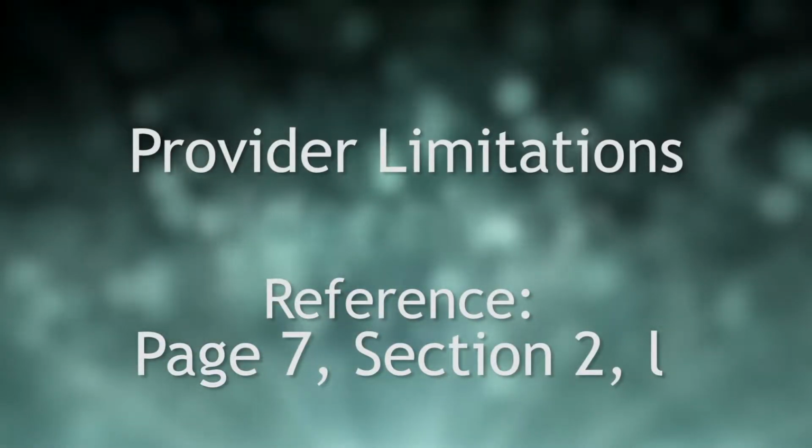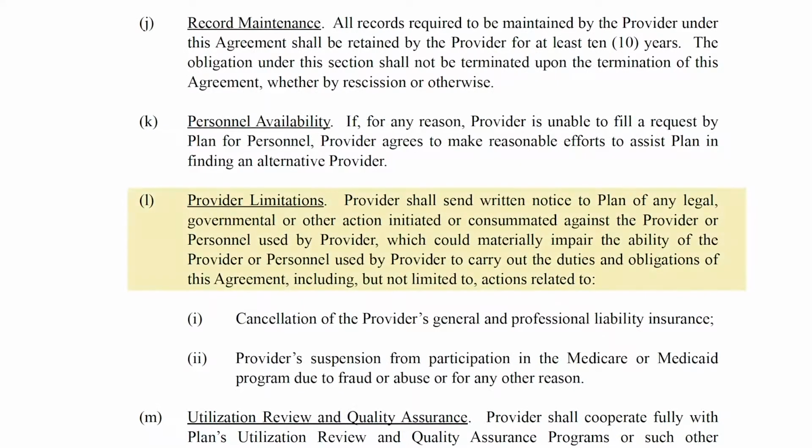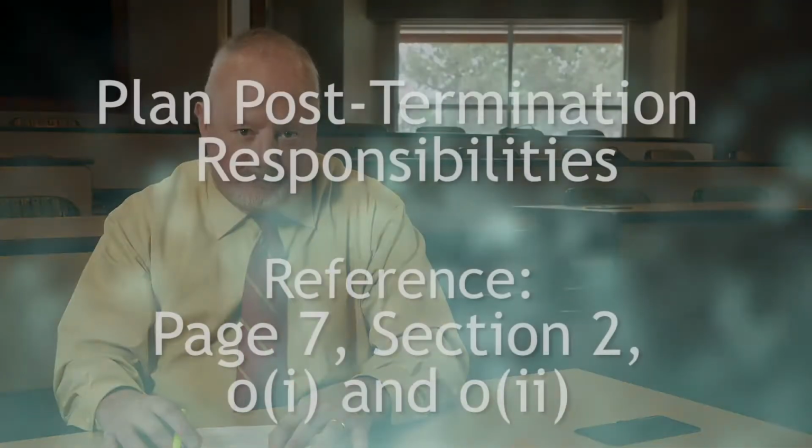On page 7, section L, there's some documentation about notices to the plan. This is important, and something like this will be in every single contract you have. This particular clause says that if one of the providers in your practice has some legal issue, you have to tell the health plan what it is. So if there's a bankruptcy, somebody gets arrested, anything like that, you have to give notice to the health plans. You're going to want to really take particular attention to these kinds of clauses.